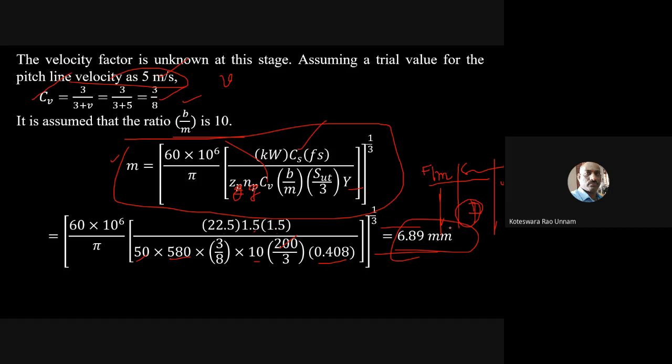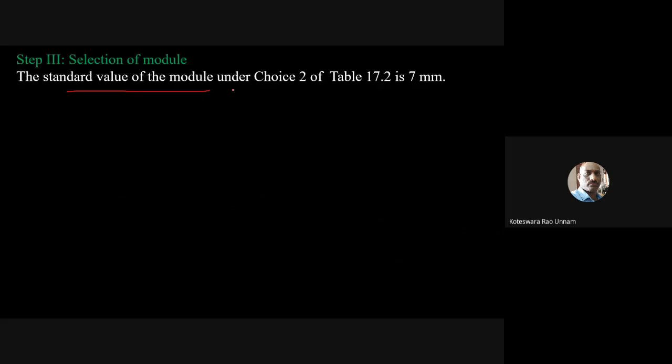Or else, if you want to choose only first choice or preferred values, after 6 you have 8. You don't have 7. So whatever you want to choose, take the second choice, module 7 mm, or if you want the preferred choice, it is 8 mm. So you can take either 7 or 8. It doesn't matter. There is nothing wrong in taking either 7 or 8. So in this problem, you selected the standard value for module under choice 2, that is the second choice column. In that second choice column, the pitch 7 mm is there.